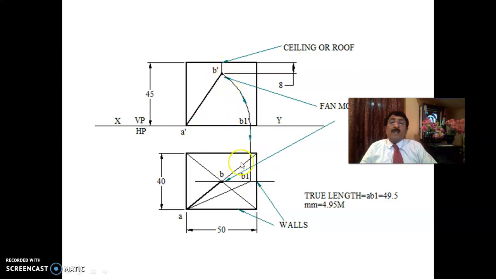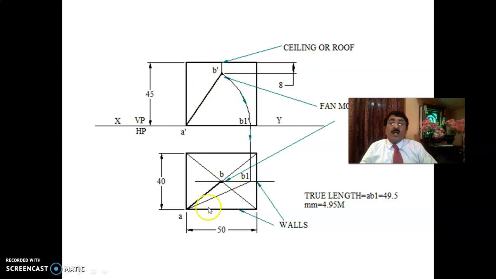I moved the locus of B. Draw the locus of B here. Once you draw the locus of B, you hit against the locus here. Now AB1 is the true length. AB1 is the true length between what and what? Between the fan motor and one of the bottom corners of the room.